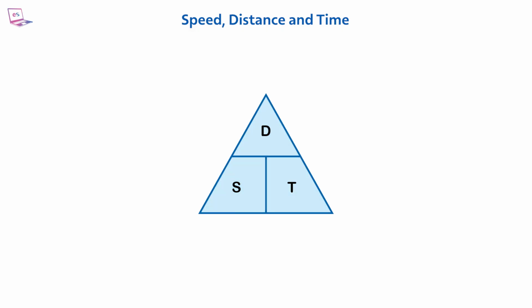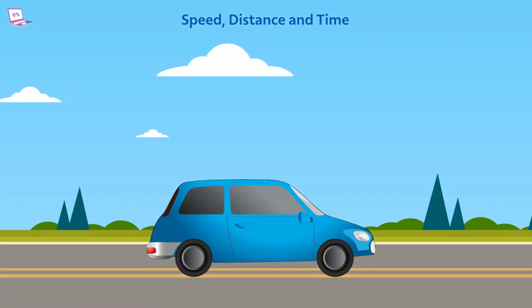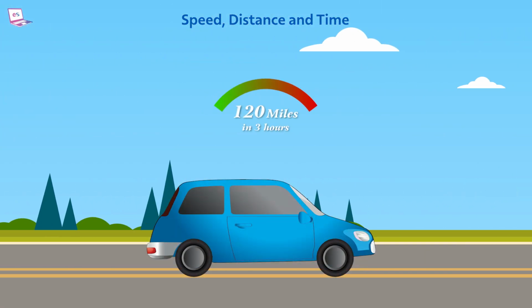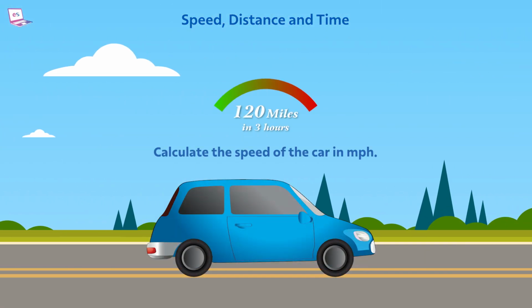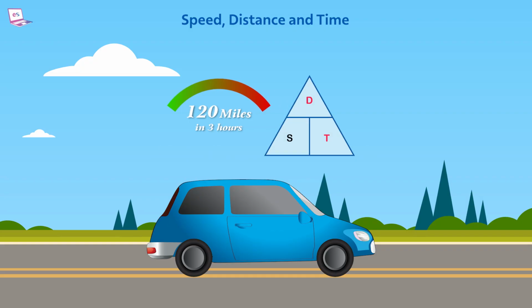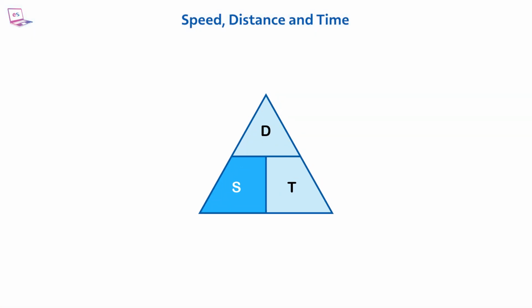Let's look at another example. A car drives 120 miles in 3 hours. Calculate the speed of the car in miles per hour. The distance and time are given in the question, and you need to calculate the car's speed. Let's use the formula triangle. Since you need to find speed, you have to cover s in the formula triangle, and we get the formula as d by t. That is, you need to divide distance by time to calculate speed.